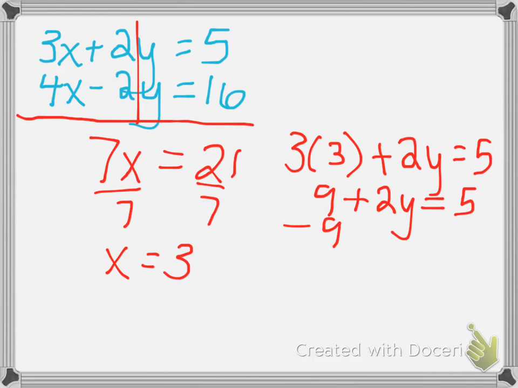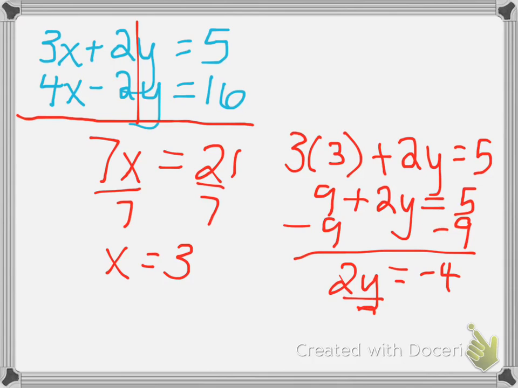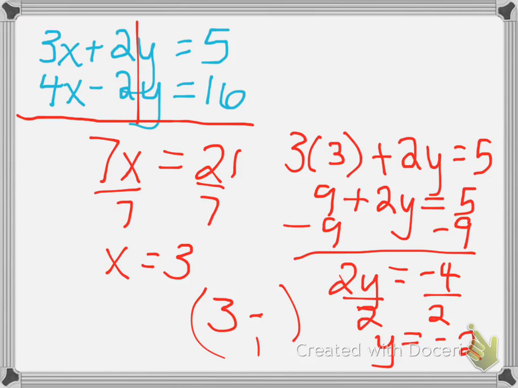Subtract 9. You have 2y equal to negative 4. Divide by 2. y is equal to negative 2. Then you need to write your answer as an ordered pair. x always goes first, so you have (3, negative 2).